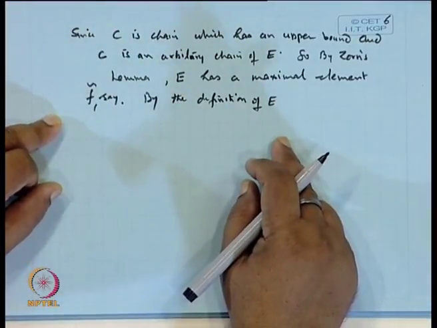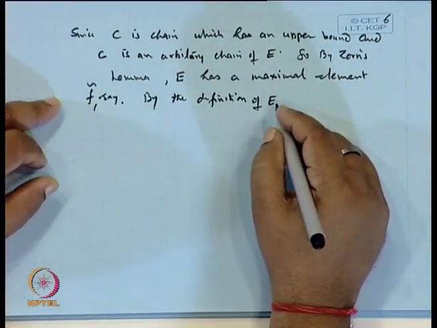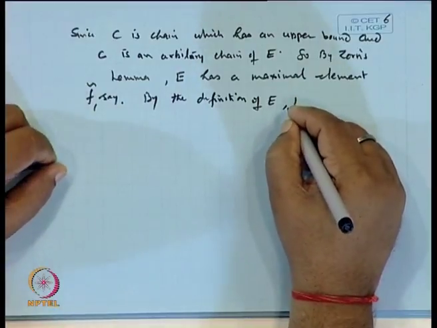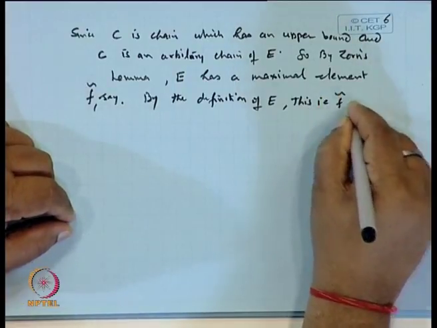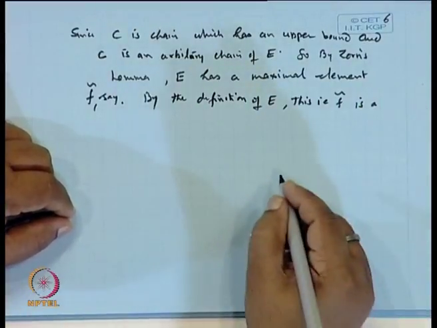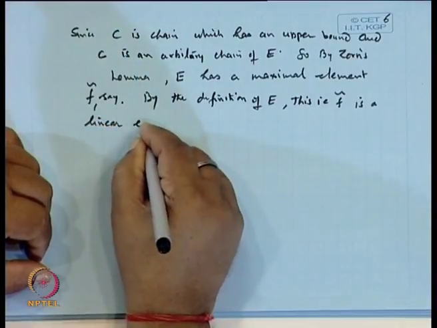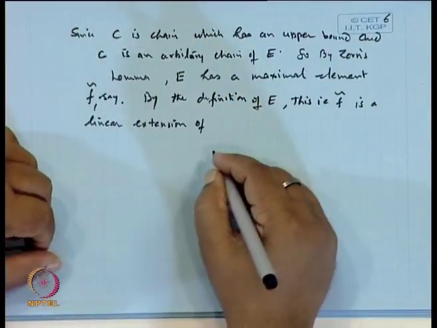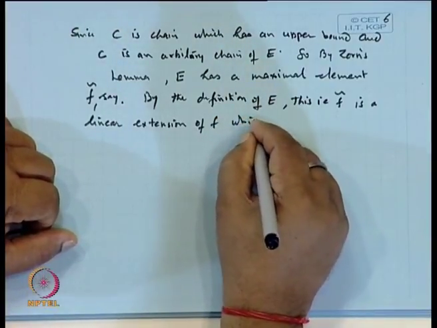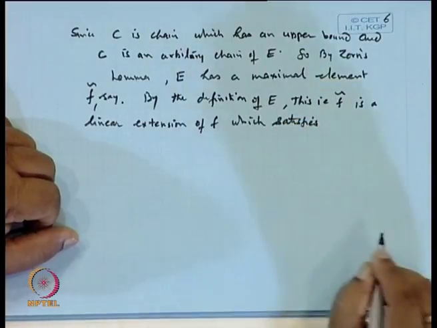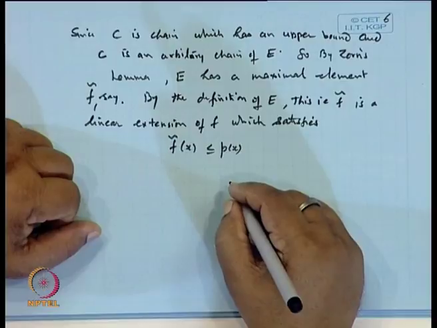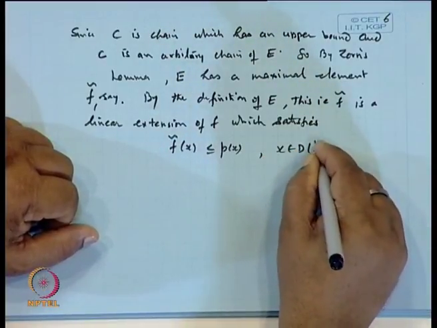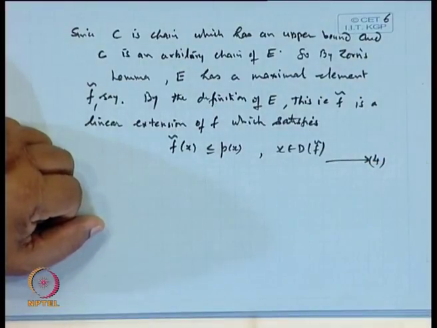So, it will also be a linear functional majorized by p. So, by the definition of E, this means that f delta is a linear extension of f which satisfies the property that f delta x is less than or equal to p x for x belonging to the domain of f delta, and let it be 4. Okay. So, we have established the existence of f delta.